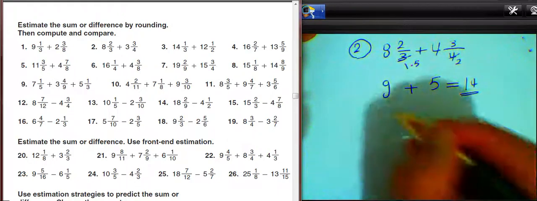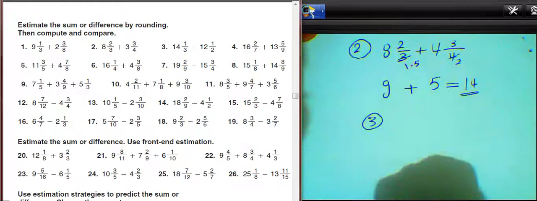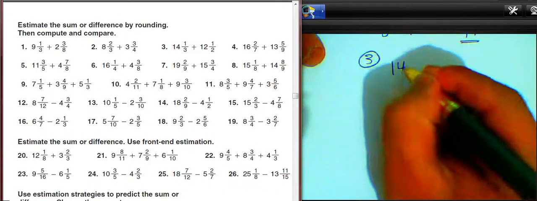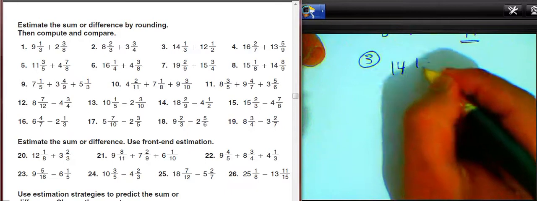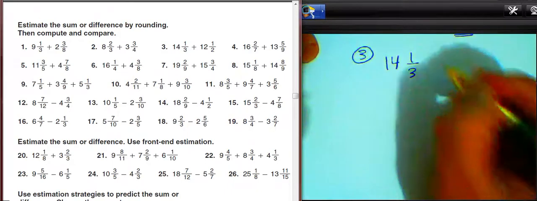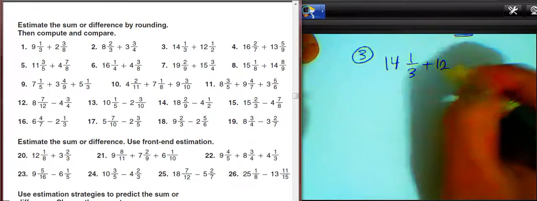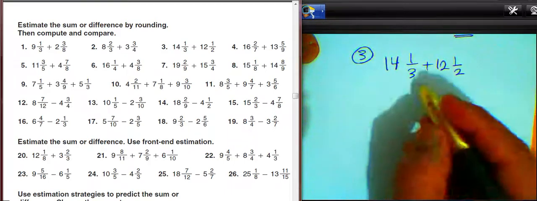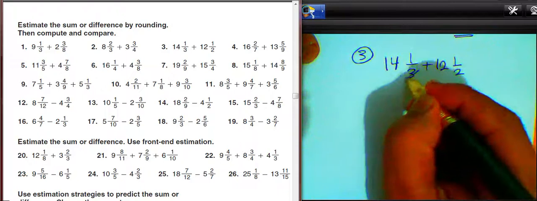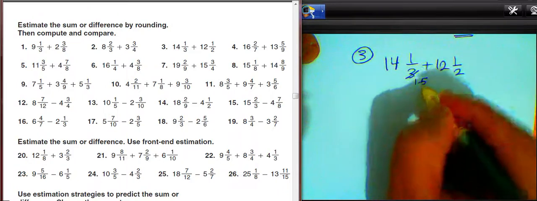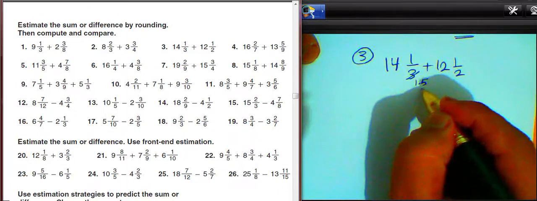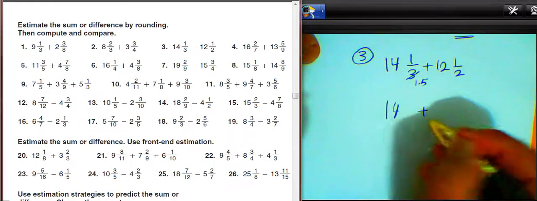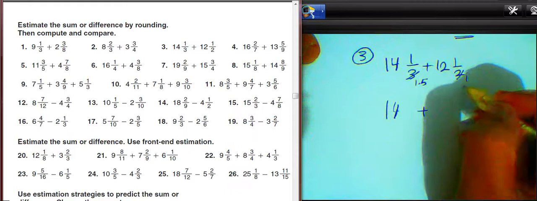Question number 3. 14 and a third plus 12 and a half. We can write: half of 3 equals 1.5. 1 is less than 1.5. Okay, so we can write 14 only, plus half of 2 equals 1. 1 equals 1.